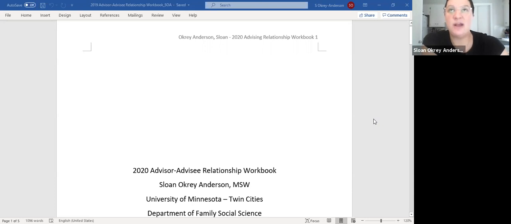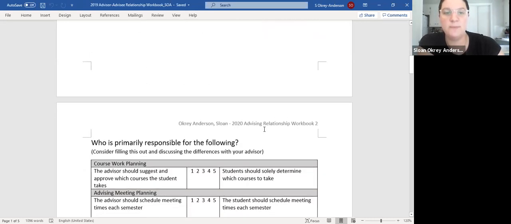So it's a very complex relationship with a lot of layers, and it's important to really be proactive and work hard at maintaining that relationship so that you can both get the most out of it. So I'm just going to jump in and look at the workbook.